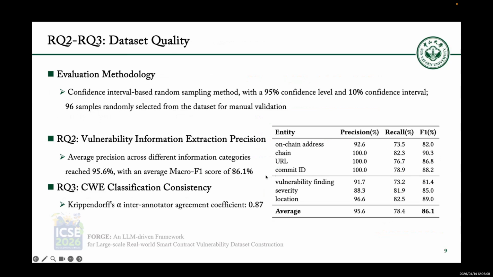Okay, and for AQ2 and AQ3, we used confidence interval-based random sampling, 95% confidence level and 10% confidence interval, giving us 96 samples for manual validation. And AQ2 evaluates Forge's extraction accuracy across fields like on-chain addresses, URLs, vulnerability description, as shown before.